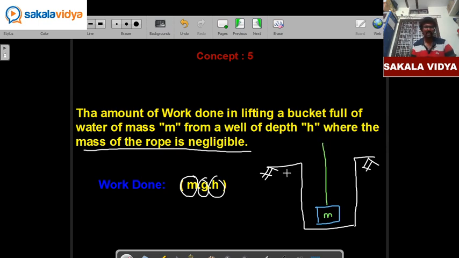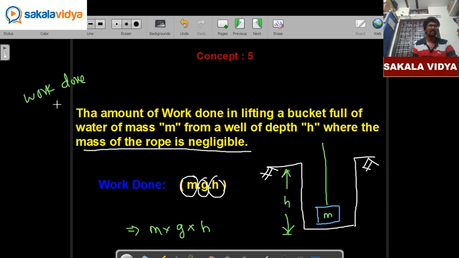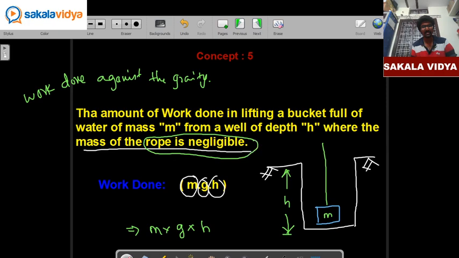So what is the formula to calculate work? This is the depth of the well, that is how much? h. So what is the formula to calculate work done? Work done is equal to m, mass of the bucket, into acceleration due to gravity into h. h is nothing but the depth of the well. So this is nothing but work done against the gravity. So what is the formula for that? m into g into h when the mass of the rope is negligible. Remember this, the mass of rope is negligible. Let us solve one question on this.